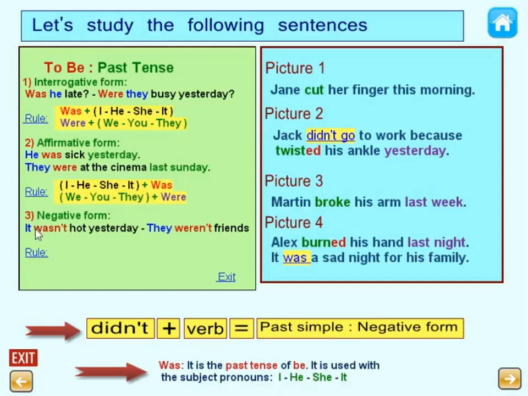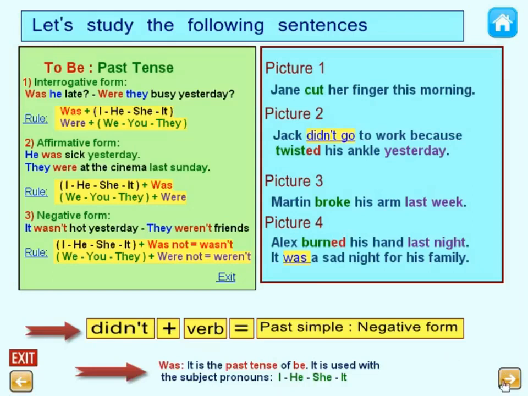The last form is the negative form. We have also here 2 examples. The first one is, it wasn't hot yesterday. The second one is, they weren't friends. So, what do you note? We note that we use I, he, she, and it plus was not or wasn't. And we use we, you, and they plus were not or weren't. Of course, was not and were not are the long forms. Wasn't and weren't are the short ones.